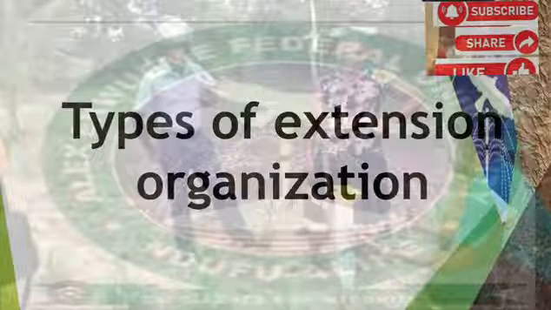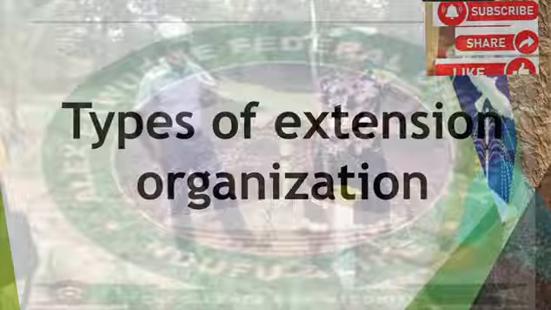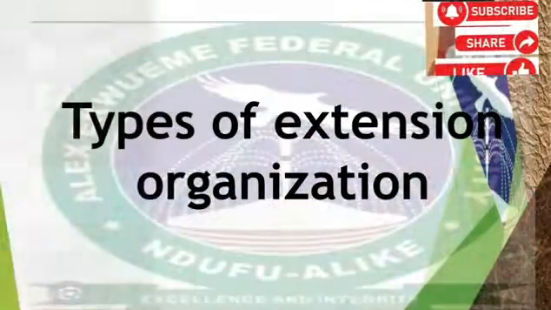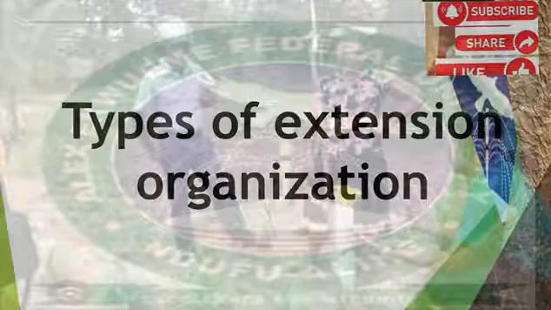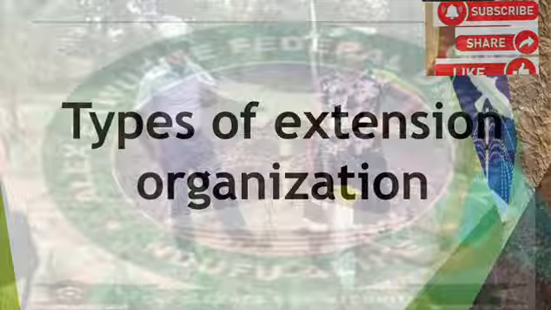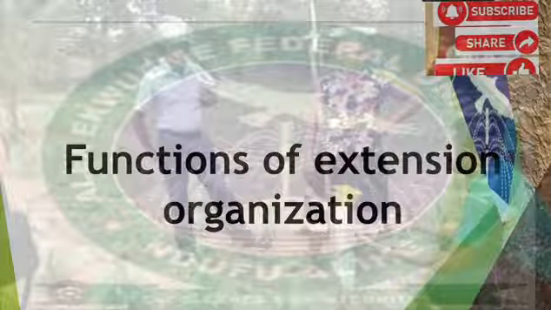Then in commodity-based extension service, what extension does here is to focus on a particular commodity. It can be cocoa, it can be rice, it can be sorghum, it can be groundnut, and it can be millet. Of the commodities, everything extension does will revolve around those commodities.